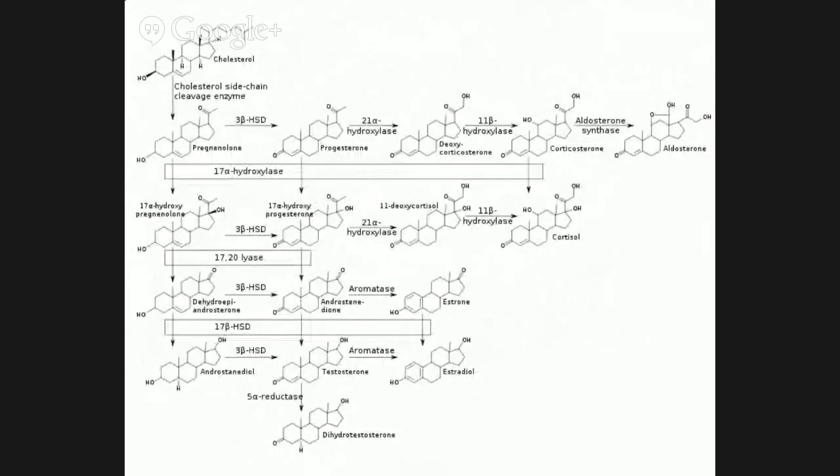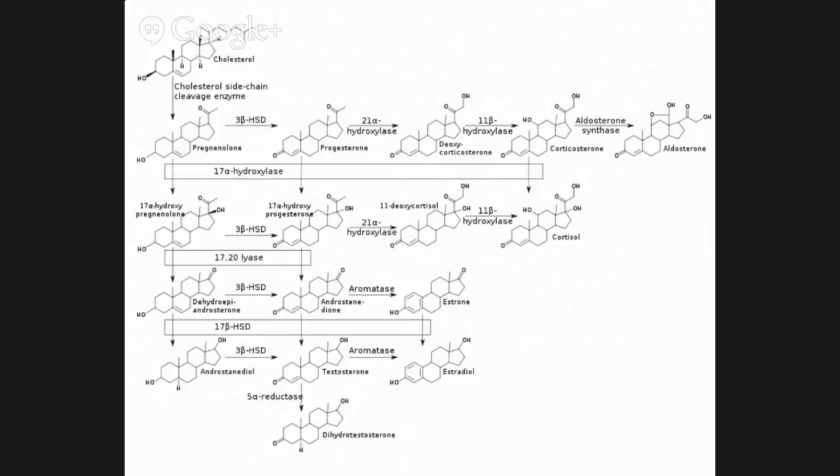Progesterone, like I was saying earlier, is a precursor to a bunch of different hormones. And in men, it goes through a few enzymatic steps to give us testosterone.